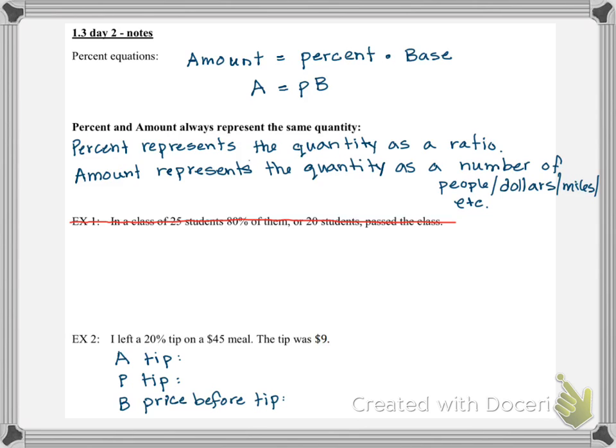So my percent tip is 20%. What is the amount of my tip? $9. And what is the price before the tip? $45. Good. And we can verify that, in fact, A does equal P times B. So 9 equals 0.2 times 45. And we did that one just with numbers, just so we could get the hang of how to set it up. We'll throw some variables in here in a minute. Does that make sense? Okay.